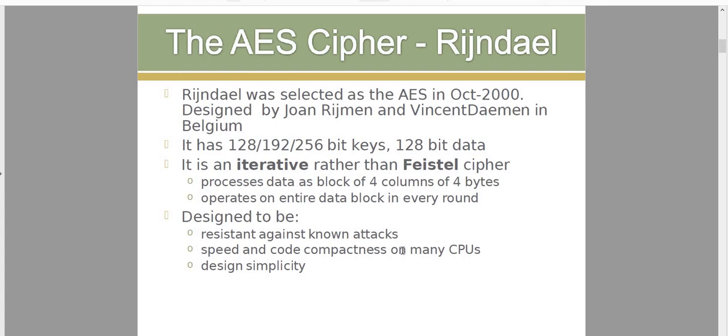It has 128, 192, and 256-bit keys. It is an iterative rather than Feistel cipher. It processes data as a block of 4 columns of 4 bytes. It operates on the entire data block in every round, is designed to be resistant against known attacks, has speed and code compactness on many CPUs, and it is simple to understand.